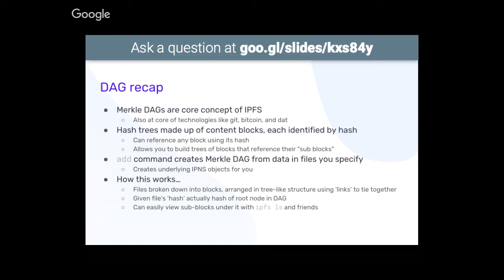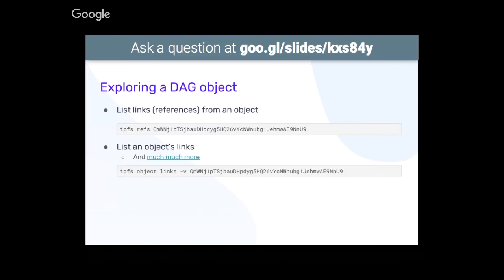But in reality, we're rarely going to interact with the DAG or objects directly. Most of the time, your friendly IPFS add command will create the Merkle DAG from the data in the files that you specify. It'll create the underlying IPLD objects for you and add them to IPFS. We've already seen how this works, so you don't really need to interact with this directly too much. But it's very useful to know what's going on. So you can use this slide as a sort of recap or summary of what's going on. And there's lots of different ways that you can interact with it should you want to.